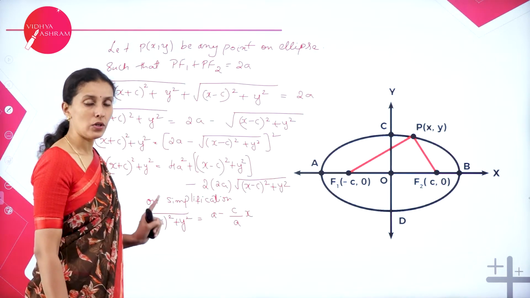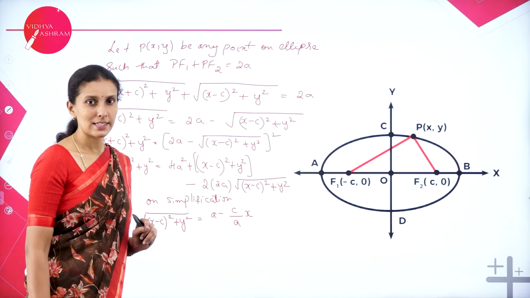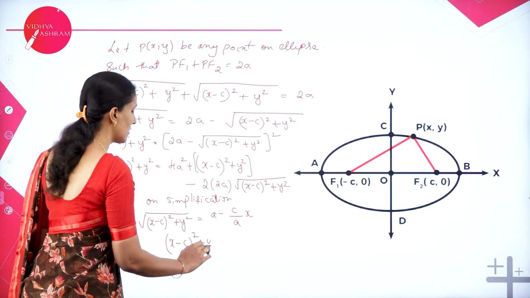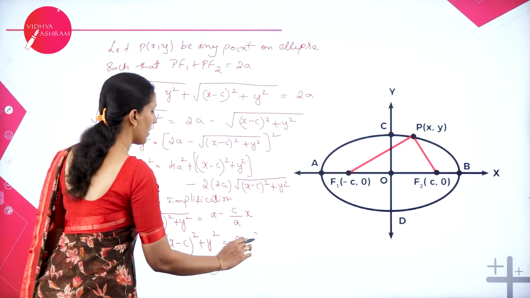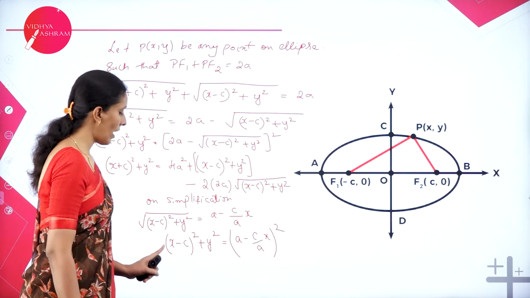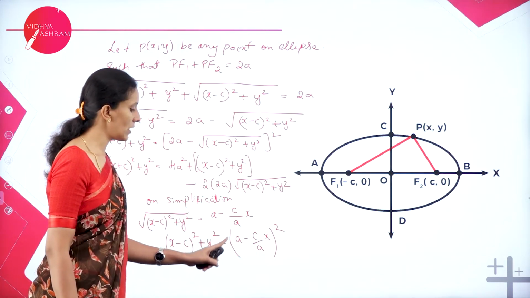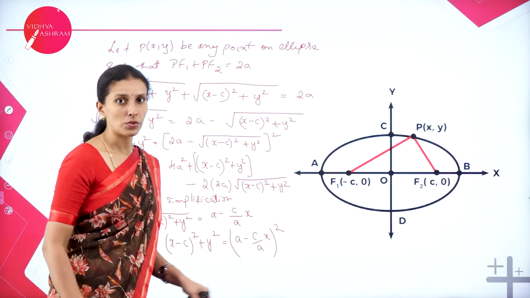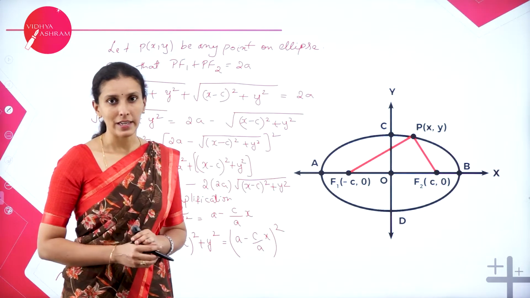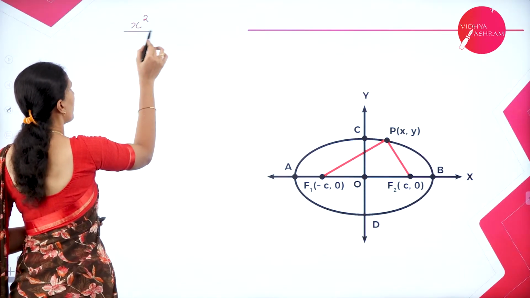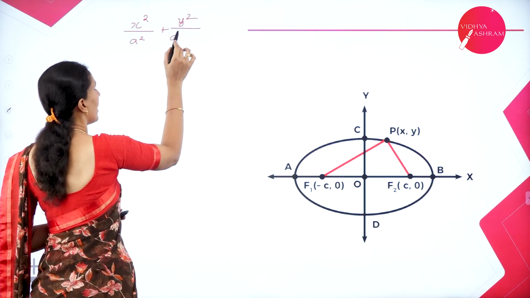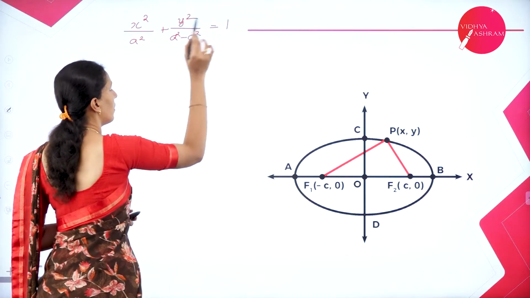Again to remove the square root, let us square it on both sides. So squaring on both sides, you will get (x minus c) whole square plus y square is equal to (a minus c by a x) whole square. Again substituting all the values, expanding and simplifying, we will get the equation as x square by a square plus y square divided by (a square minus c square) is equal to 1.